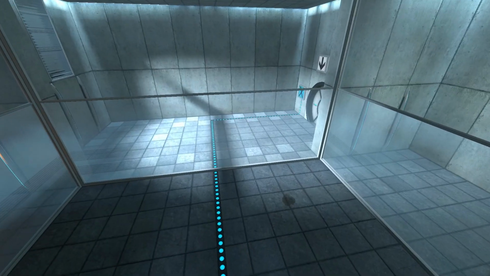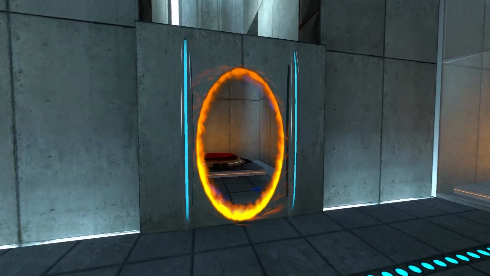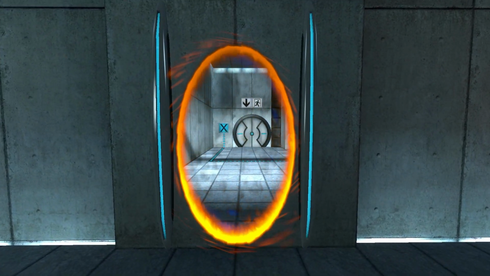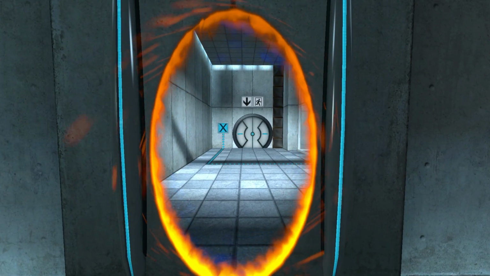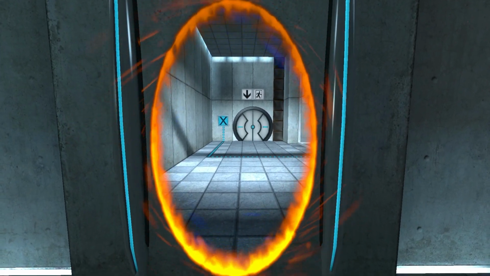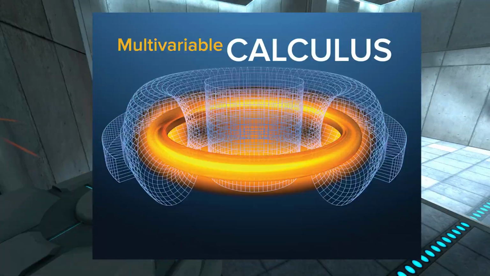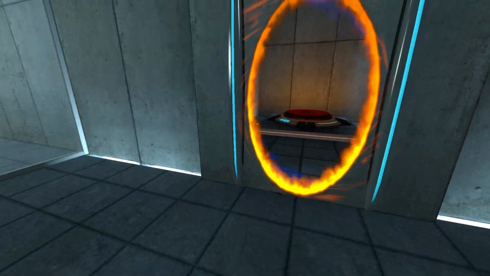Portal, a game where you solve puzzles, some easy, some a bit challenging for some, by using a gun that shoots portals that allow you to travel from one space to another while utilizing what has been given to you in the level or chamber that you are in. What the hell does that have to do with multivariable calculus, also known as Calc 3?